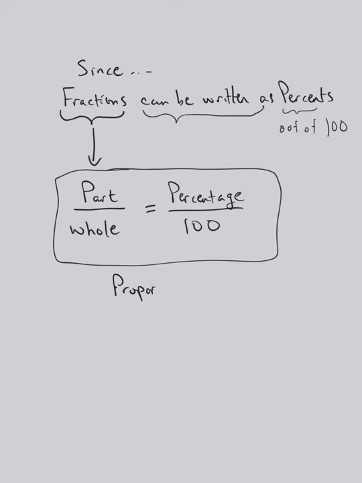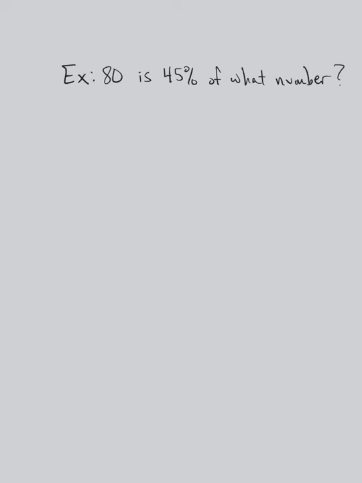And so the last few videos we've been solving a lot of proportions. And so this thing right here is a proportion, and so we'll be able to solve it by equating the cross products. The only real tricky part in this whole process is isolating from the wording what is the part and what is the whole. So let's look at this problem right here. Okay, so we have 80 is 45% of what number? Okay, and we can solve these all the same way.